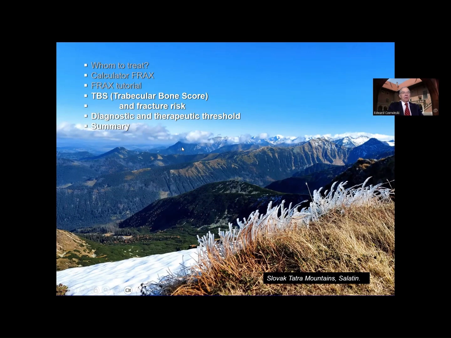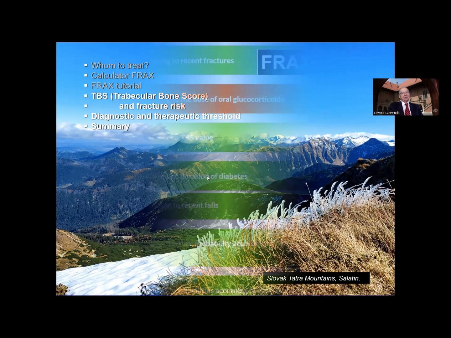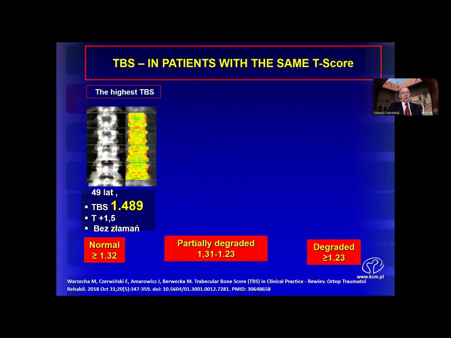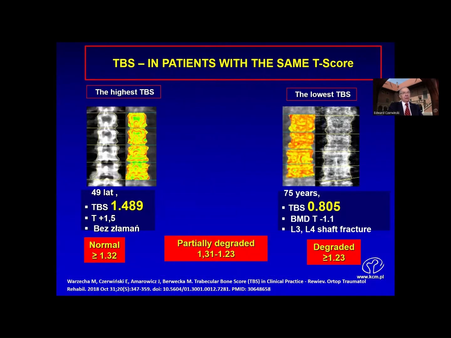And now we'll talk about the advantages of TBS. FRAX Plus, published in 2022, may adjust for the recency of fractures. I will talk about it later. It adjusts for the probability of glucocorticoid dose, TBS, diabetes, falls, differences between results of the femoral neck and the spine, and the femoral hip axis length. So we go on to show you how it works for the TBS.